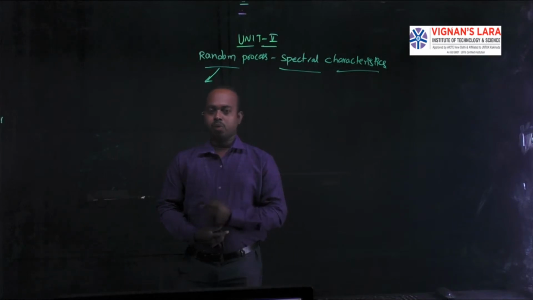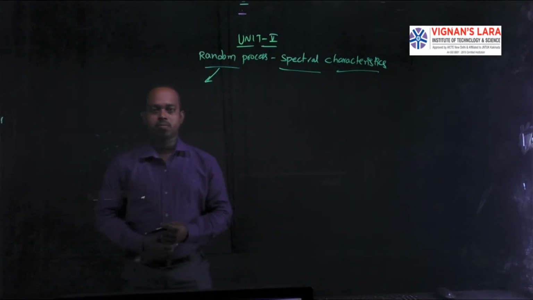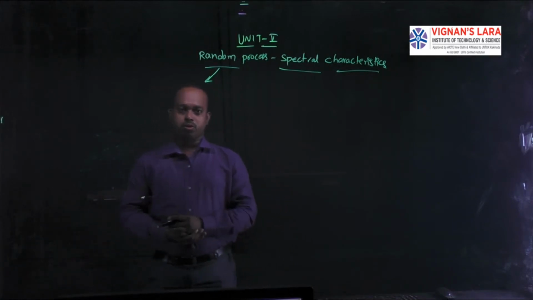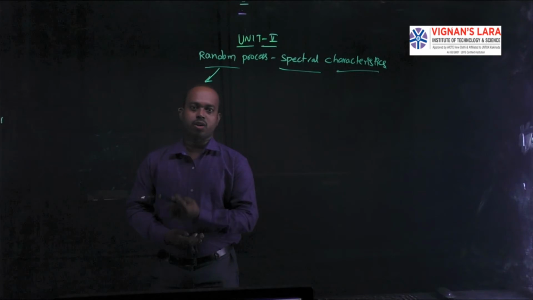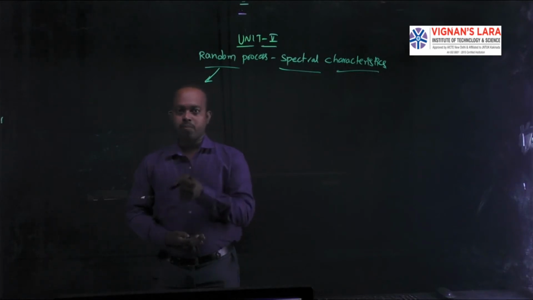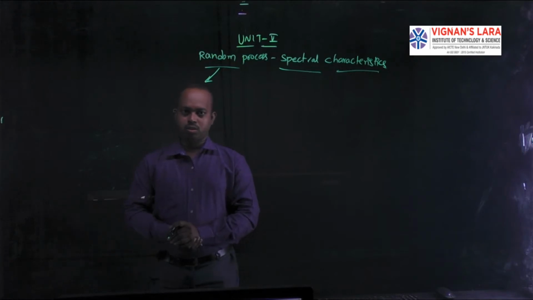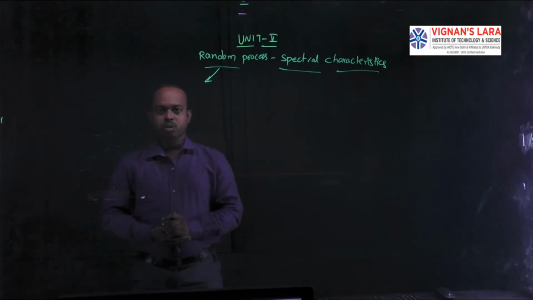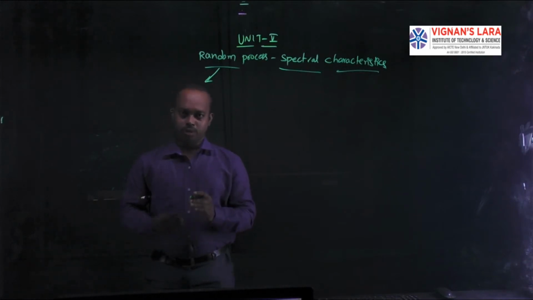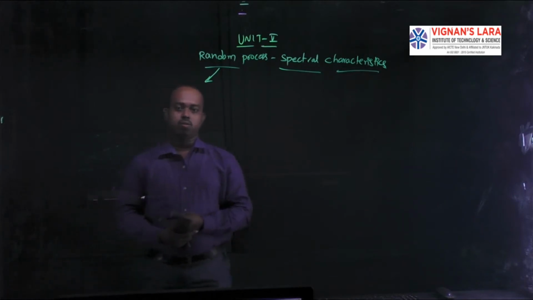And the last topic in that unit is the Gaussian random process. What is the definition of a Gaussian random process and how to define its Gaussian density function. It's a completely time-domain representation. And then we also saw the Poisson random process and its mean value and variance value. These are the topics we discussed in the fourth unit.